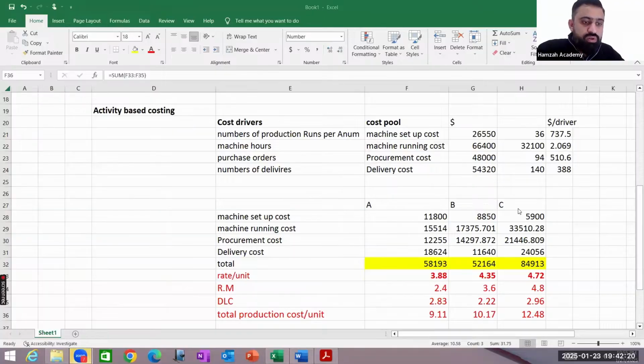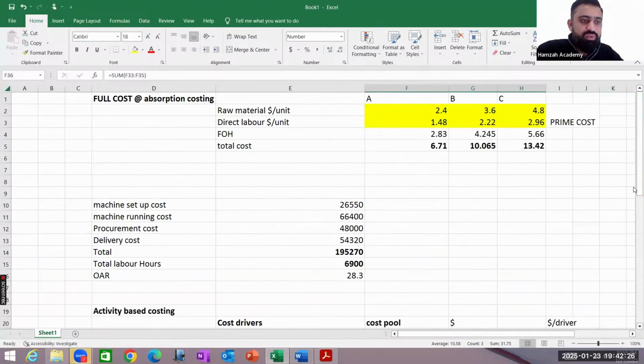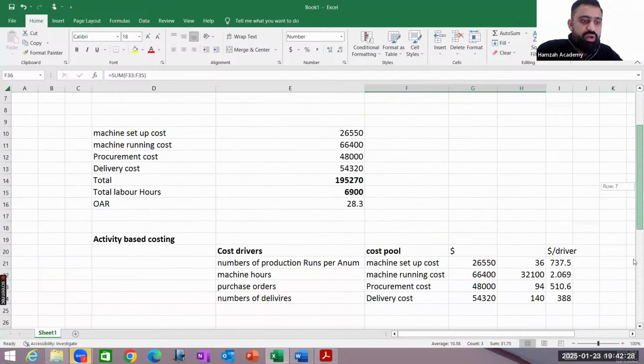For A, it should be one. Let me check. Yes, my mistake. That is 1.48.